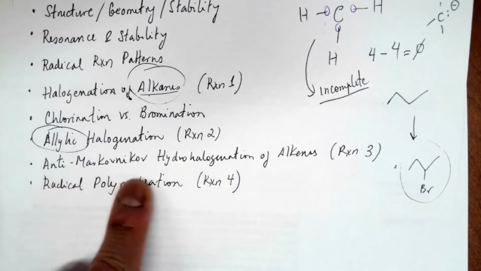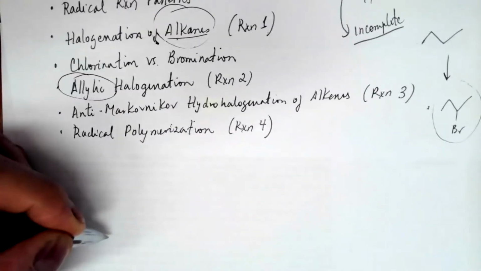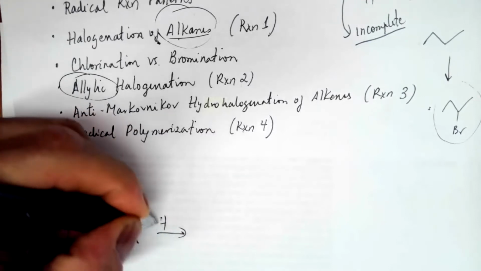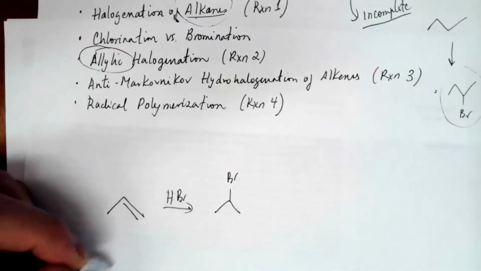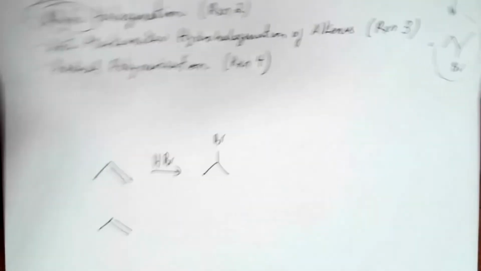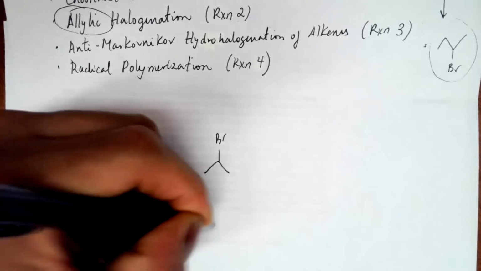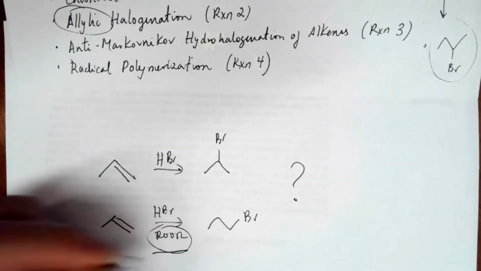Then there is the anti-Markovnikov hydrohalogenation of alkenes. Remember that reaction in which you have an alkene like this, you added HBr. We got the Markovnikov product. But if you had the same reaction, but with HBr and peroxides, you were getting the anti-Markovnikov. What is the difference, right? Why does the peroxide make an effect, right?